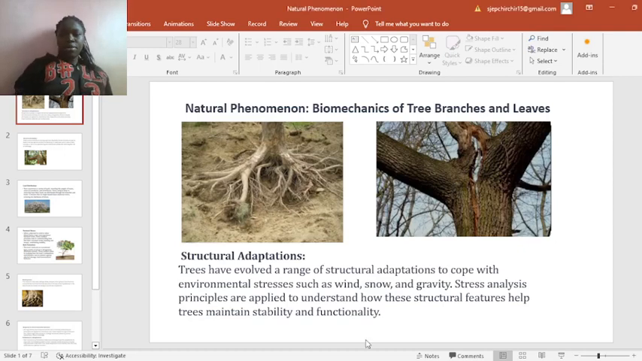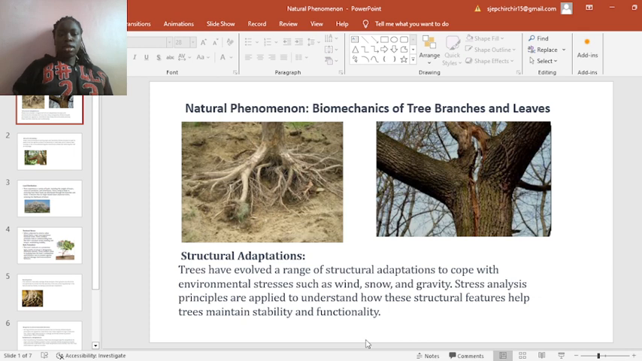Hello everyone, I'll be doing a presentation on stress analysis in the natural environment, biomechanics of trees. Trees have several ways to cope with stress in their environments.